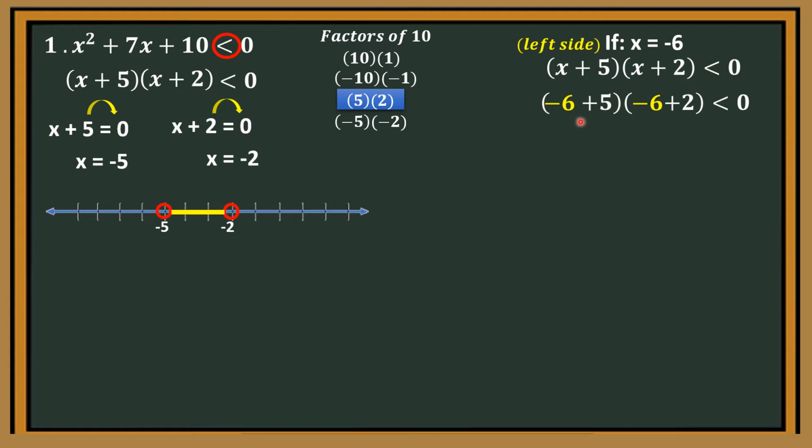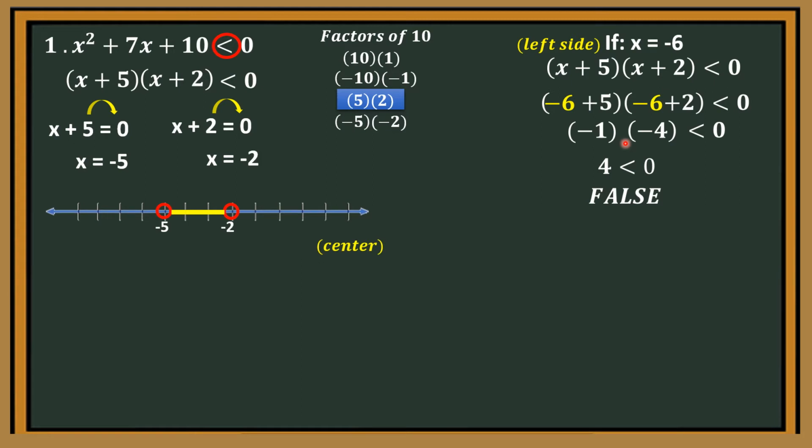And then negative 6 plus 5, negative 1. Negative 6 plus 2, negative 4. Just copy less than 0. Then multiply the 2, that is positive 4. Is positive 4 less than 0? No, that is false. It means that left side region is not included in the solution set.